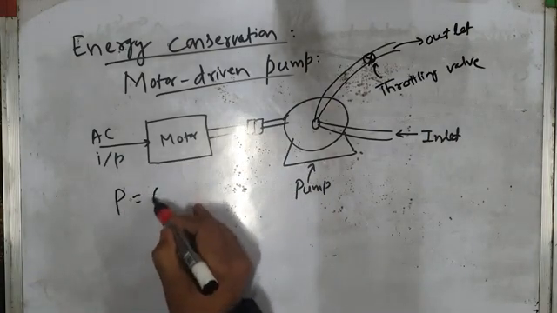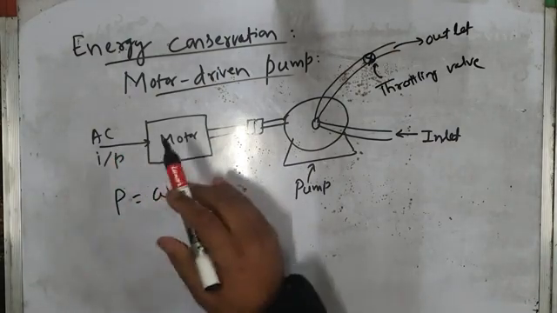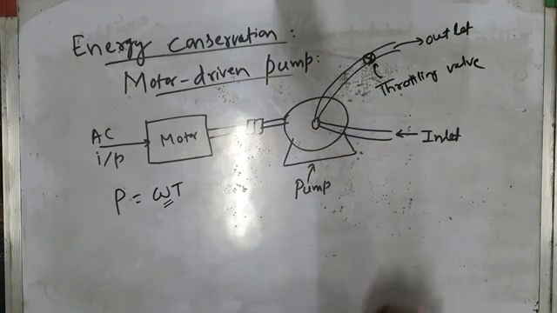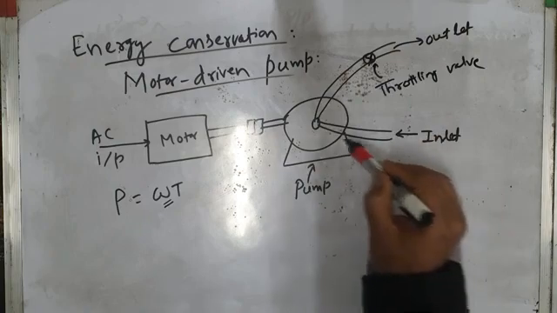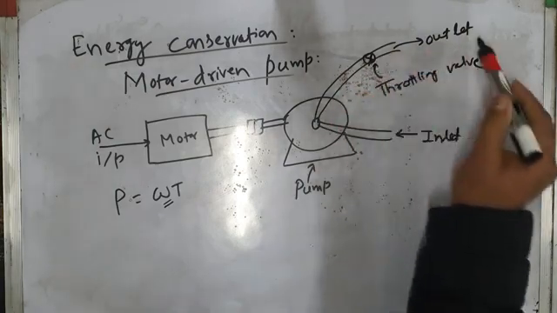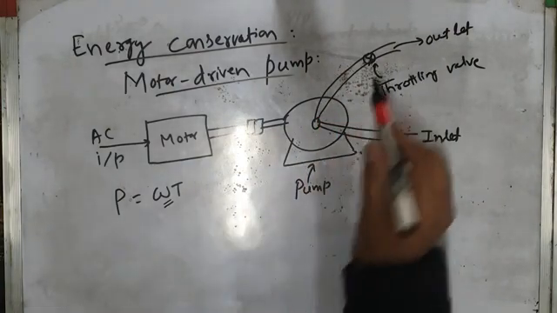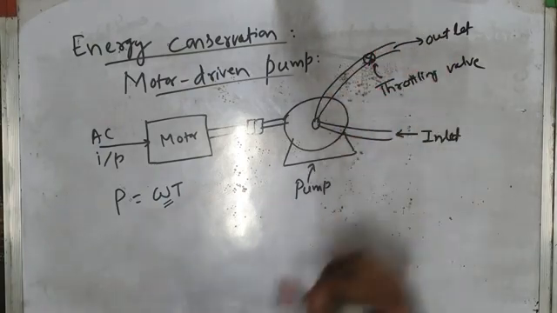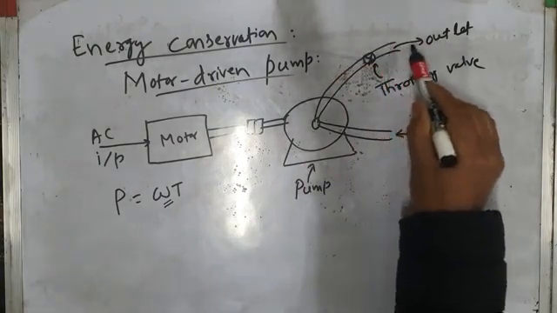The power drawn by motor is given by omega into T. When motor is connected to source, it starts running at the rated speed. Since it runs at the rated speed, it draws the rated power, irrespective of what is the flow rate. If the flow rate is high, you keep the throttling valve open so that a large amount of water flows. But if you want to reduce the flow rate, how do you do it? You close the throttling valve in such a way that the flow rate from this outlet pipe is very low, depending upon how much flow rate you want. By closing the throttling valve, we can decrease the flow rate.